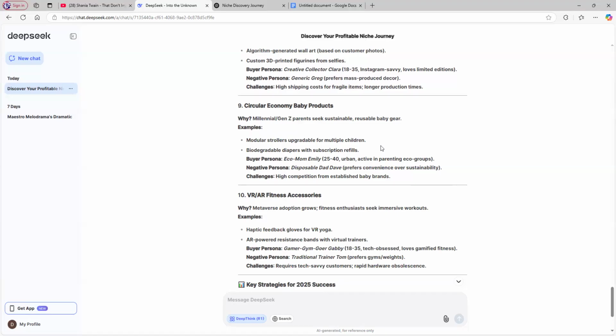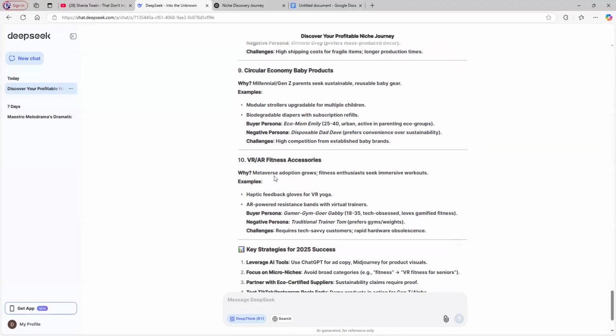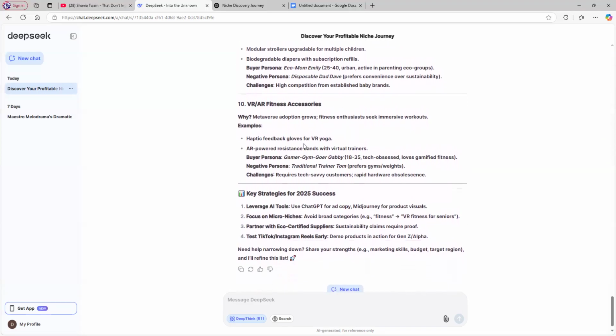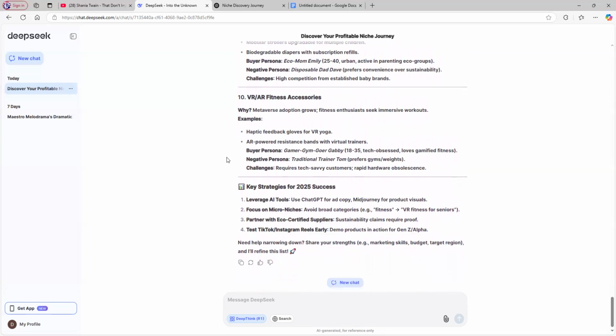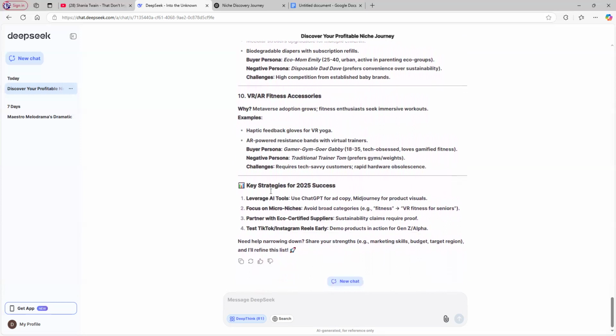They actually use the diapers to bring people in, and then they will start selling even more stuff, formulas and whatnot that way. So be very careful on the whole biodegradable diaper thing. VR fitness accessories, I doubt you'll actually find anything on that one, to be perfectly honest. So let's see here. Oh, here we go.